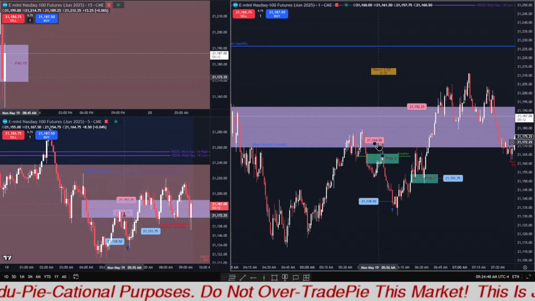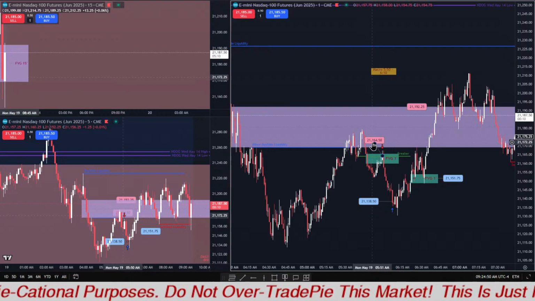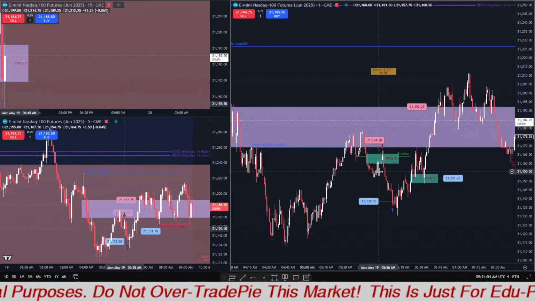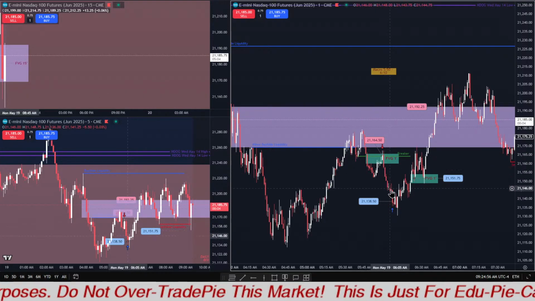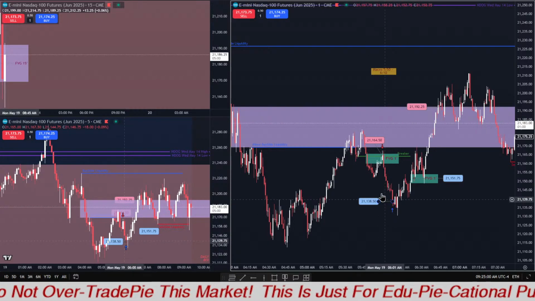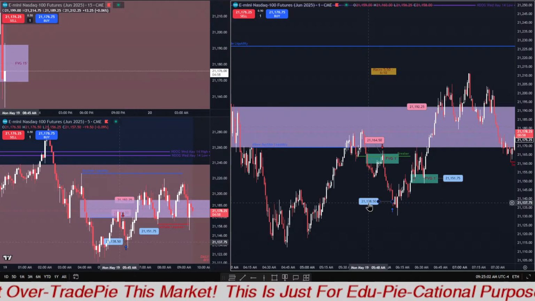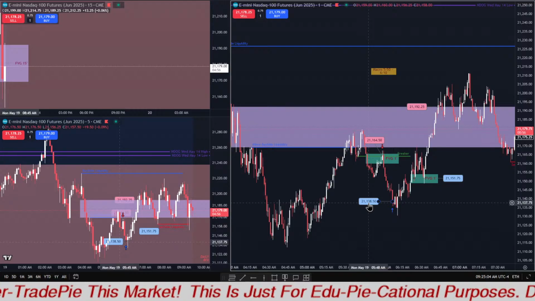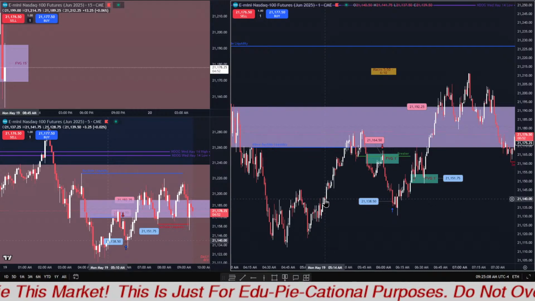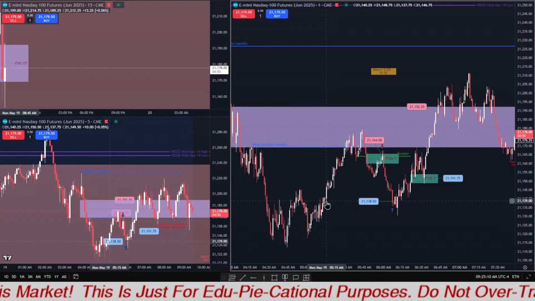You can see the entry is at 21,164.50, and immediately we started going lower after this one, and you can see the exit price is 21,138.5. That's exactly in this red candle over here, if you notice.